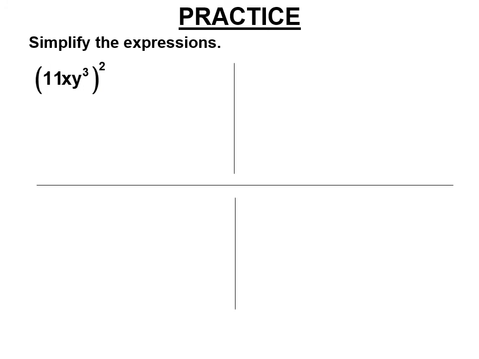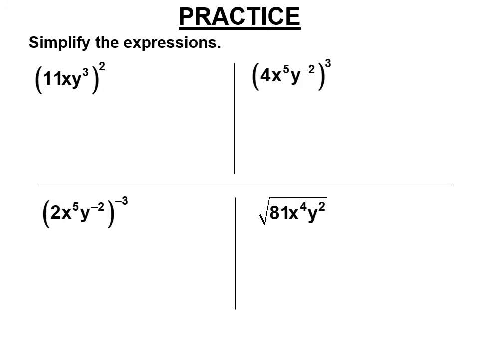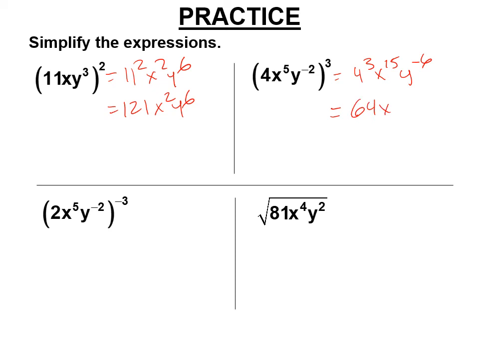All right, so let's practice. So this is 11 squared, x squared, y to the 6th, or 121 x squared y to the 6th. This is 4 cubed, x to the 15th, y to the -6th. 4 cubed, 4 times 4 is 16, is 64 x to the 15th. But the y comes down here and becomes y to the 6th.